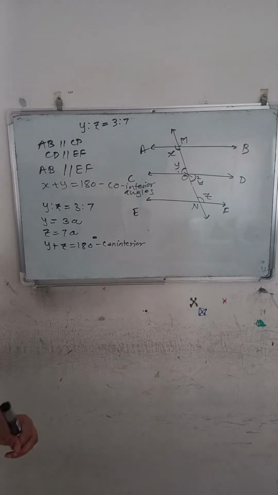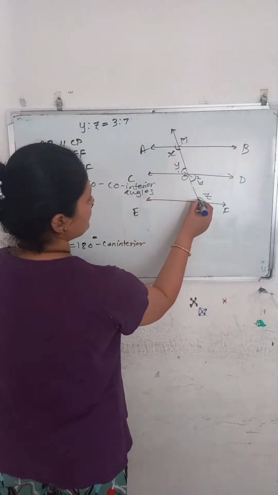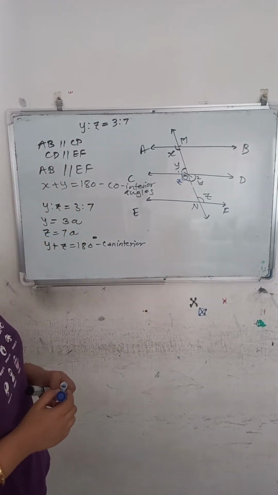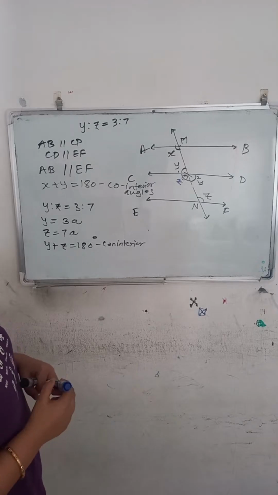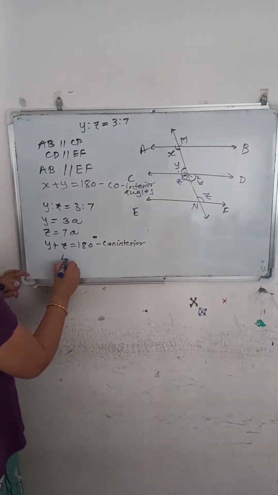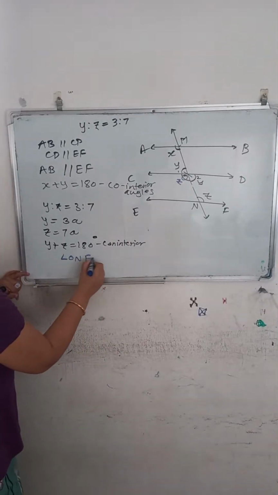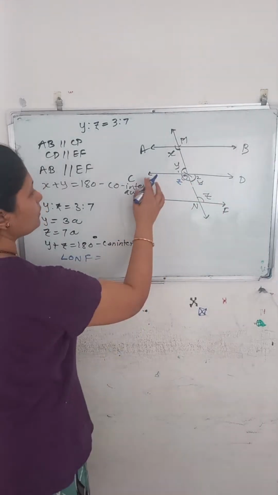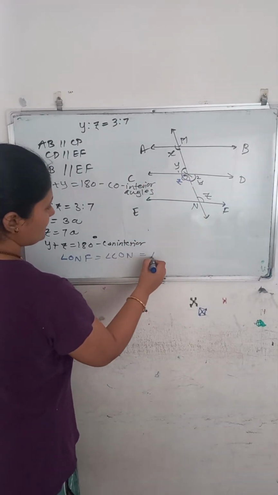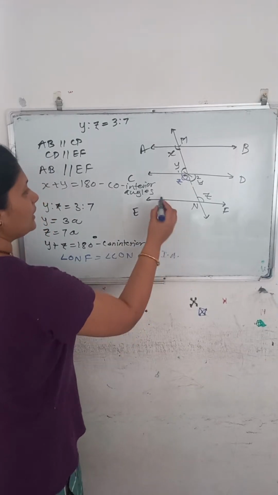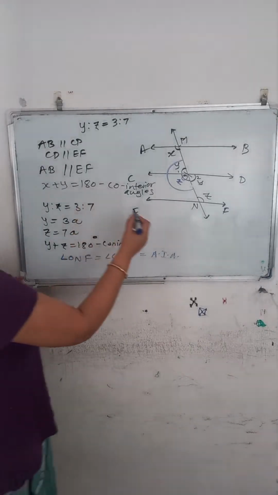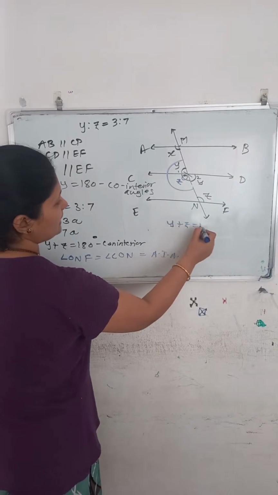Now if you observe this diagram carefully, this is angle Z, then this will also become Z, no? Because they are also alternate interior angles. Those two angles are the same. And we know that here we can write angle ONF is equal to angle CON, because they are alternate interior angles. Now from here also Y and Z are forming a linear pair, correct? So I can write here Y plus Z is equal to 180.